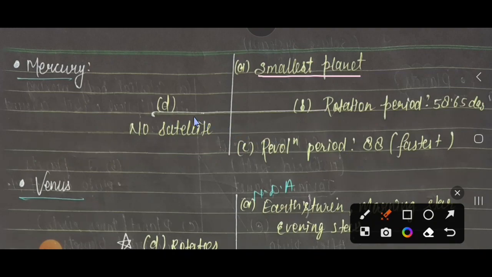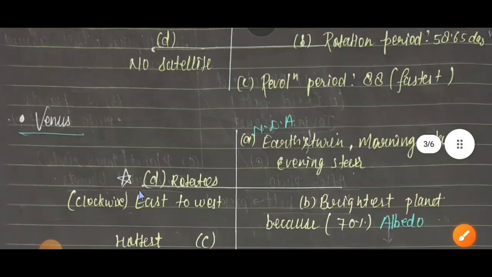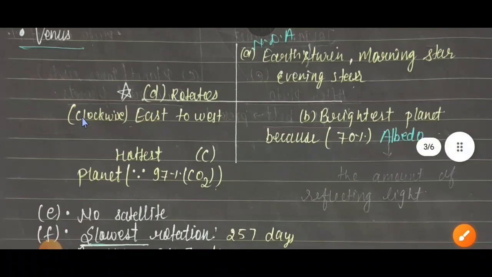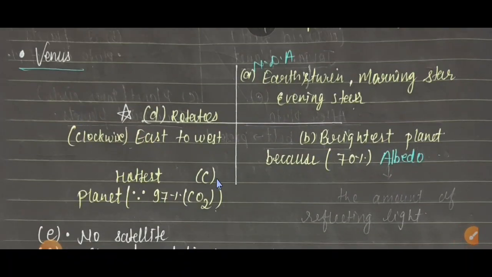Now the D point is that it doesn't have any satellite, means Mercury doesn't have any satellite. Now let's study about Venus. It is the second planet of our solar system.